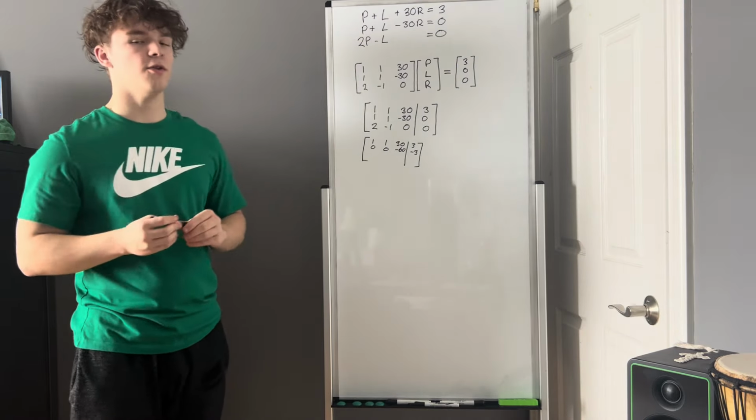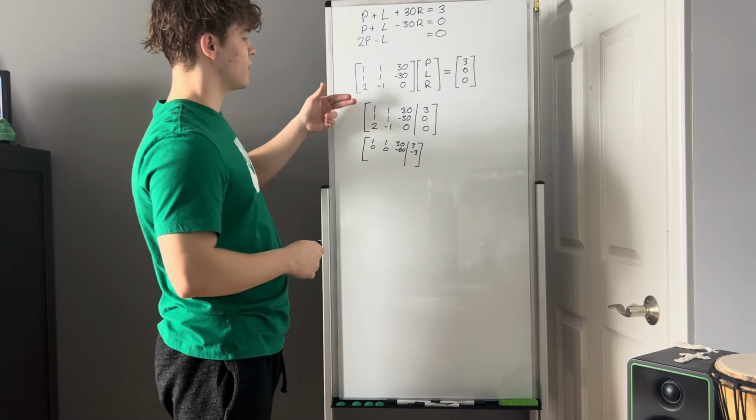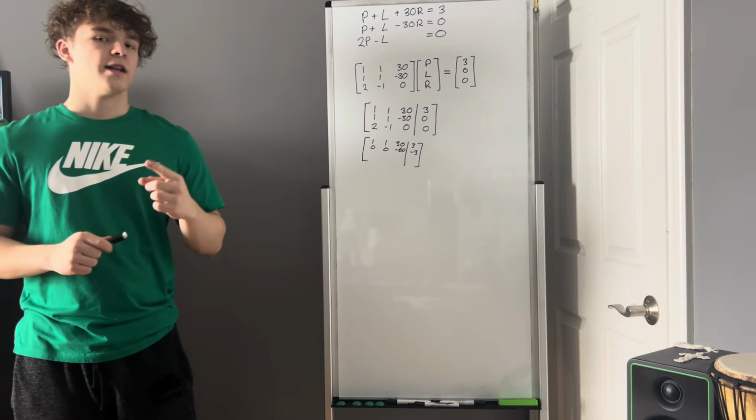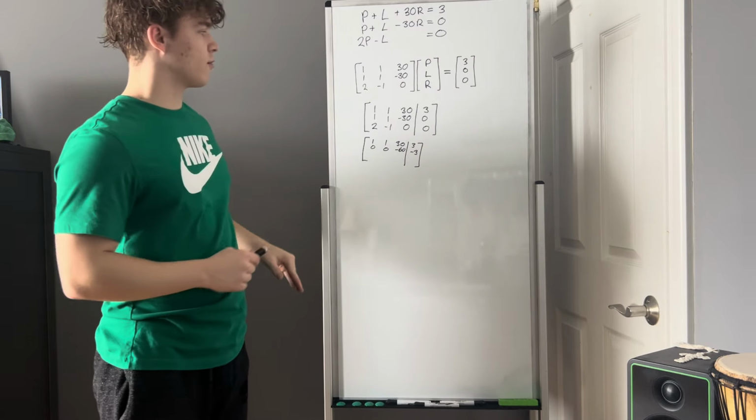Now let's get rid of this 2. Well, what we can do is we can subtract 2 of this first row from our third row. And so what you want to do is you want to use the same row to get rid of the rows below it.